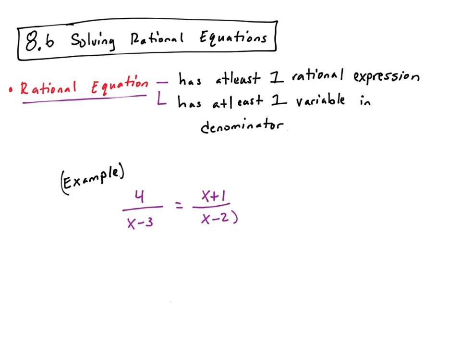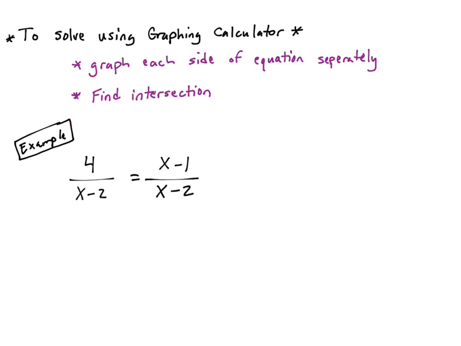All right, section 8.6, solving rational equations. A rational equation has at least one rational expression and has at least one variable somewhere in the denominator. We're going to look at solving some rational equations as well as some that are slightly easier, just to help build back some of those skills to make sure we're ready to do this. So let's just start off by solving a rational equation using the graphing calculator.